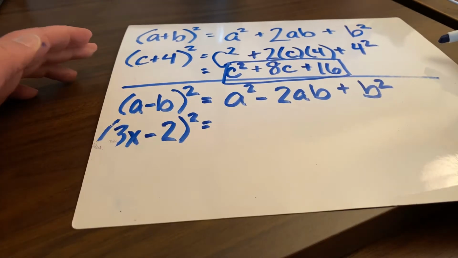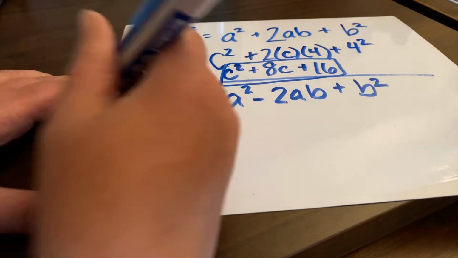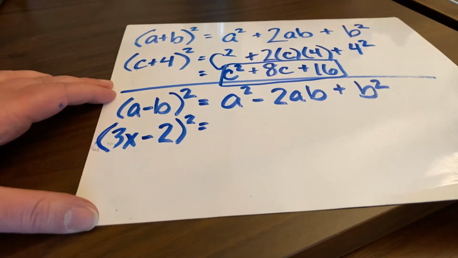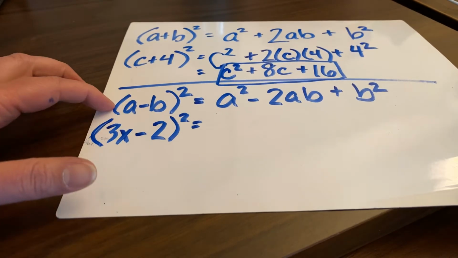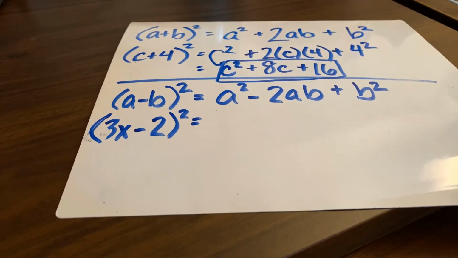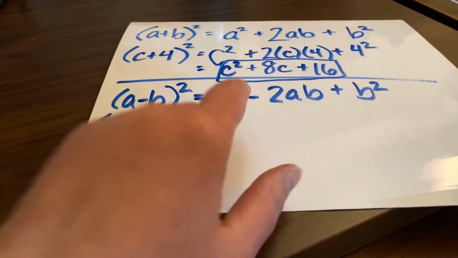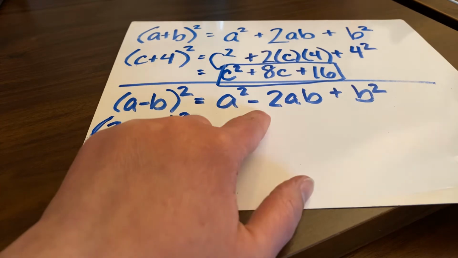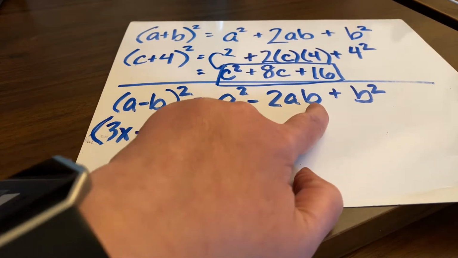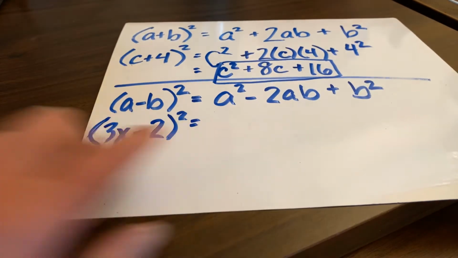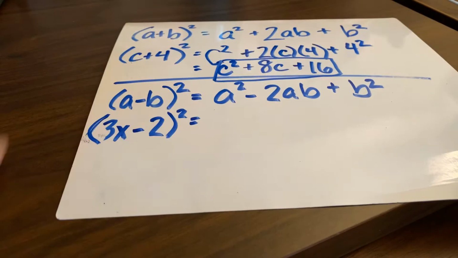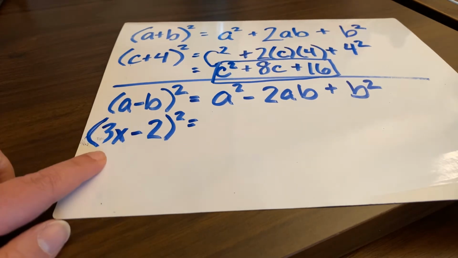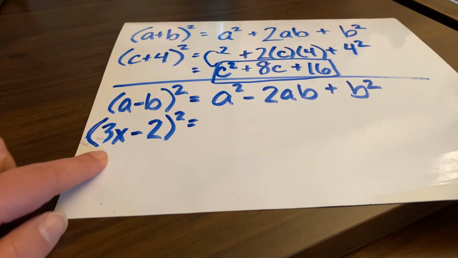Okay. Similar pattern for a difference, right? If you have a minus b, the quantity squared, it follows this pattern of when you multiply it out, it will be a squared minus 2 times a times b plus b squared. It always, always follows the pattern, okay? So what does that look like for 3x minus 2, the quantity squared?